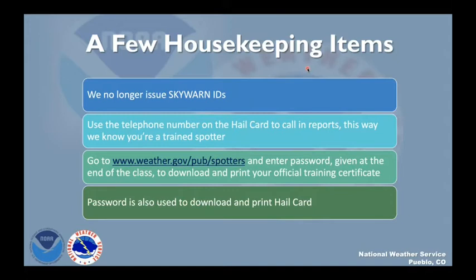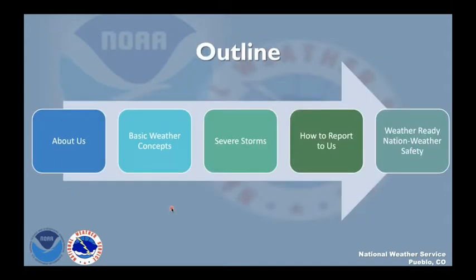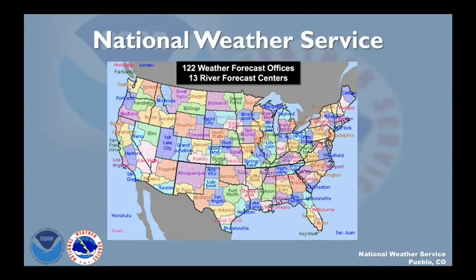You can also go to, well, at the end of this class, you need to go to weather.gov, and I'll just point it out, this right here. We're going to give you a password, and then you can get your certificate and a hail card. So that's the exciting part about that. So here's what we're going to do. We're going to talk about the National Weather Service, the basic weather concepts, severe storms, how to report it to us, and then the Weather Ready Nation safety. So the National Weather Service has 122 different offices in the United States and the territories.